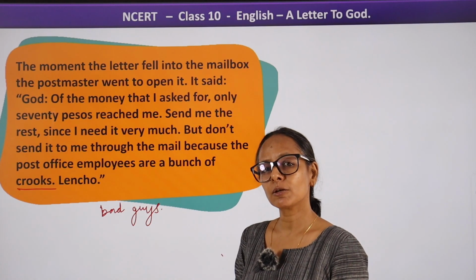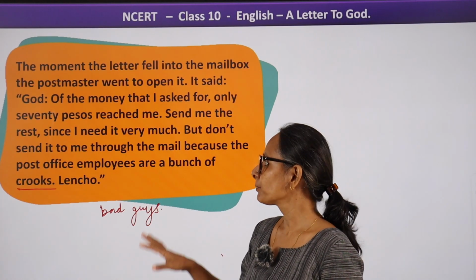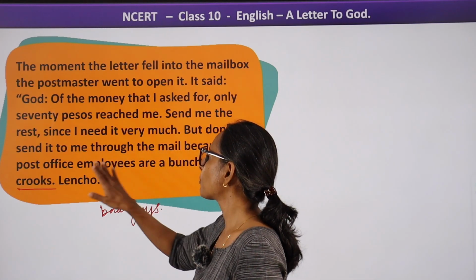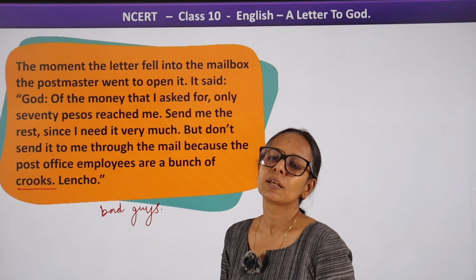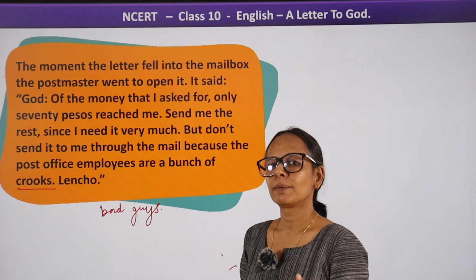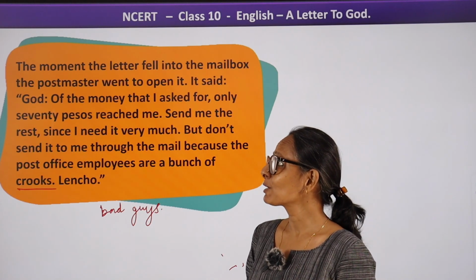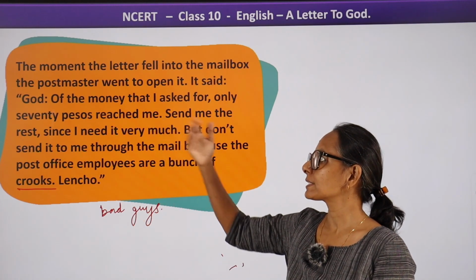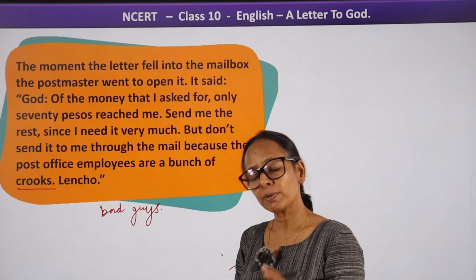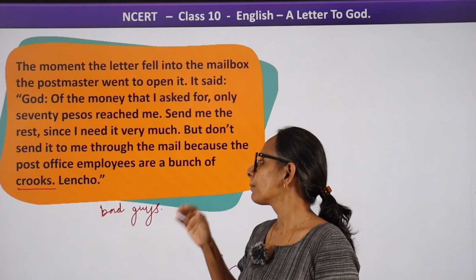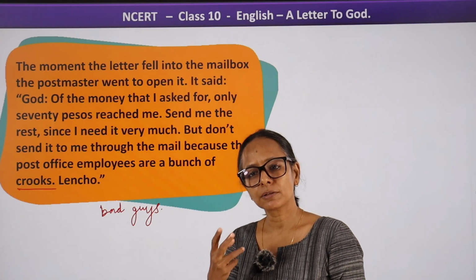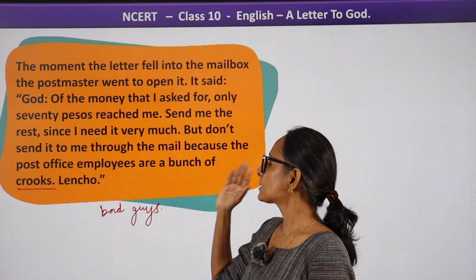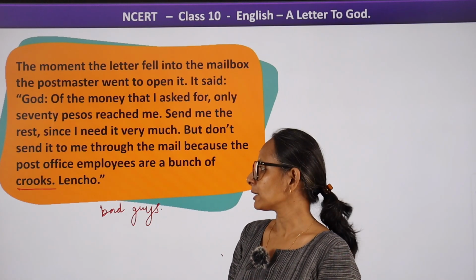Because of his immense faith in God, he thinks God definitely would have sent 100, and that is why he writes, but don't send it to me through the mail, because the post office employees are a bunch of crooks. So it is very ironical. Why is it ironical? It is because the postmaster did his best. He gave his own money to send the 70 pesos. With so much difficulty the postmaster sent it to him. But Lencho feels that that money was taken by the post office people, and therefore he has written, please don't send it through mail because the post office guys are a bunch of crooks.